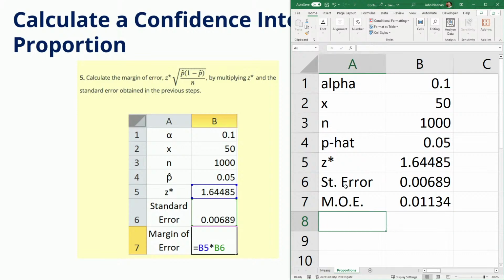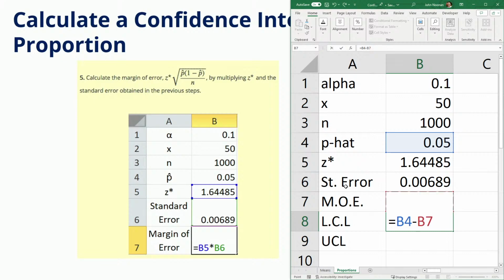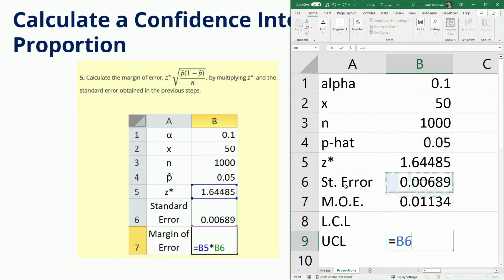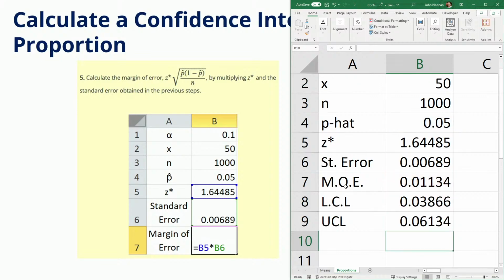It's not hard. Lower confidence limit, LCL. Let me capitalize that. And then UCL. Okay, so for the LCL, I guess we need to know what's in the middle. The middle is the p hat. P hat is the proportion from the sample. So this will equal the proportion from the sample minus the margin of error, and then this will be the proportion from the sample plus the margin of error. And that's it. So there they are.